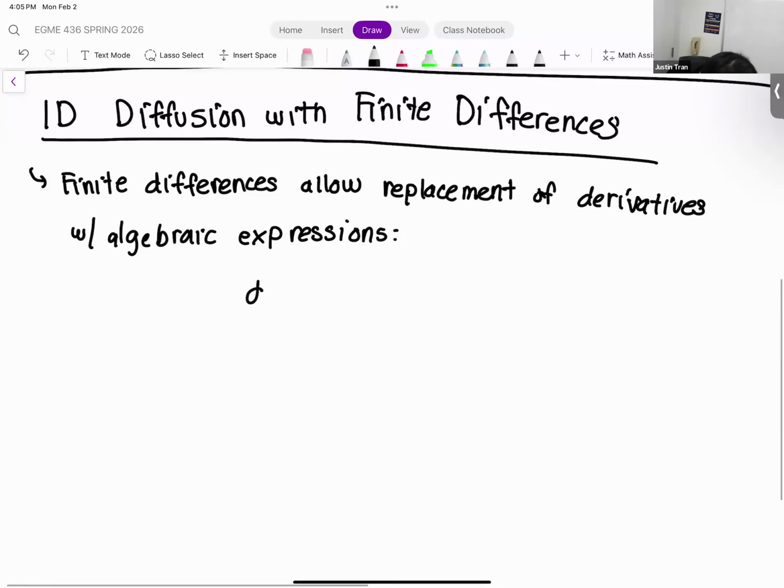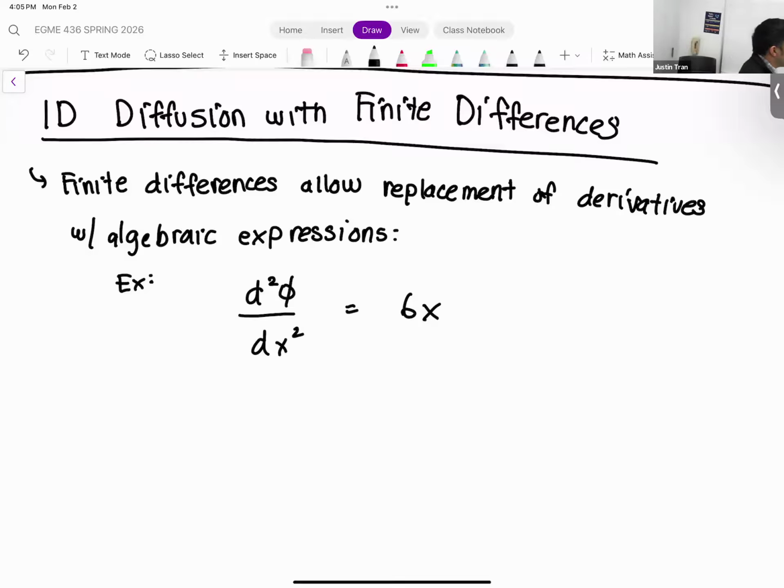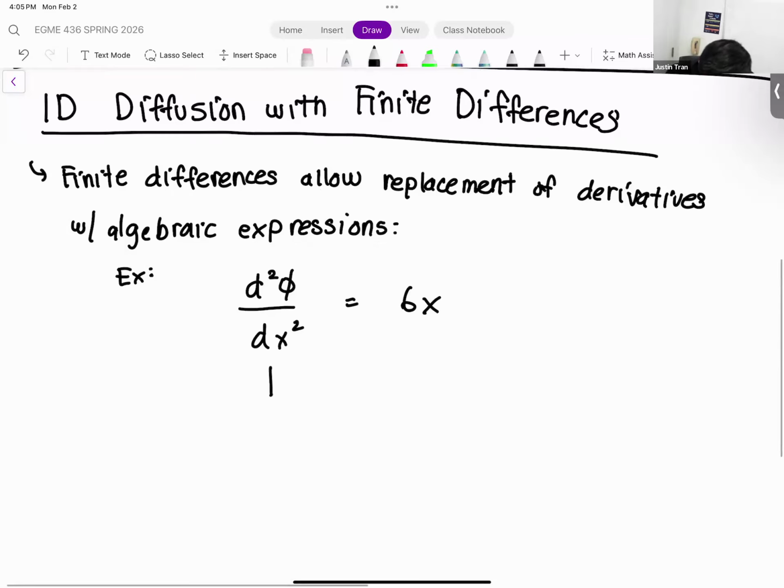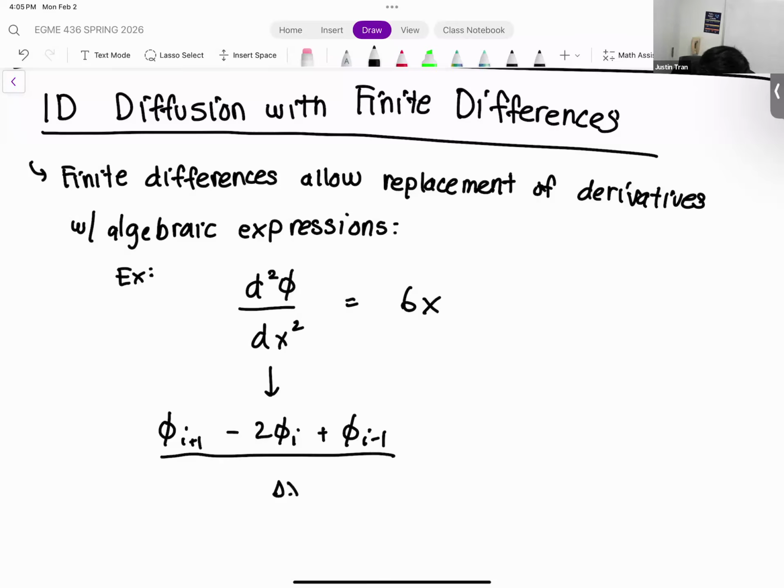So we have a derivative here: d squared phi dx squared is equal to 6x. This was specifically the example we were doing, although we can apply finite differences to any differential equation. What we did was take this derivative and replace it with its finite difference approximation, which is phi i plus 1 minus 2 phi i plus phi i minus 1, all divided by delta x squared. And inherently, we've also discretized the right-hand side, 6x.